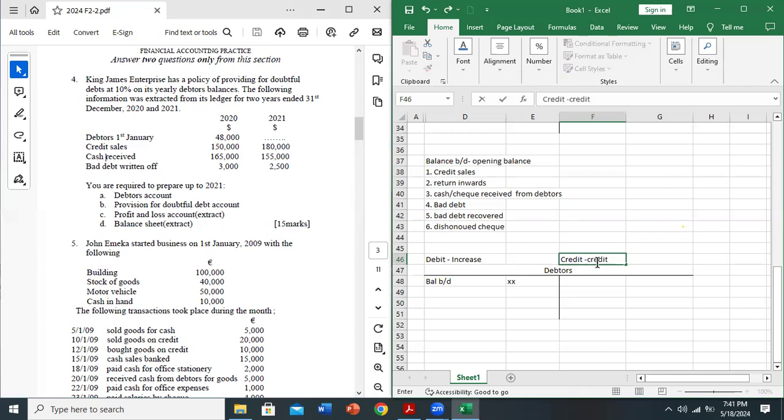So my first question is credit sales. Credit sales, does it increase debtors balance or it doesn't? Credit sales. If you have an idea, you can unmute and tell me. Credit sales. As we all know, you sell goods to somebody on credit. Does it increase debt or it reduces it?